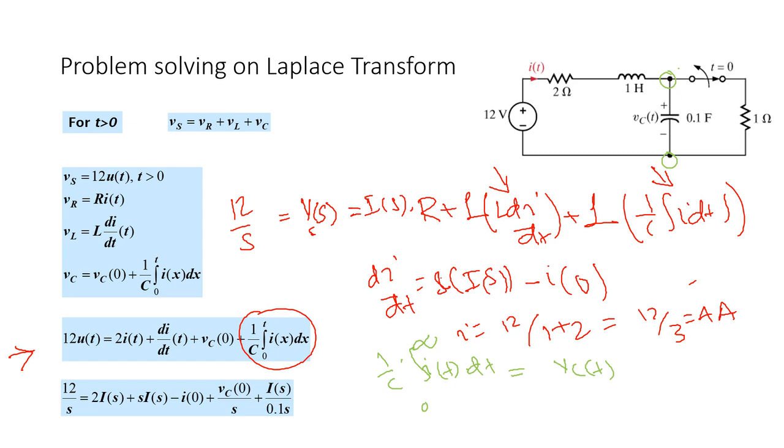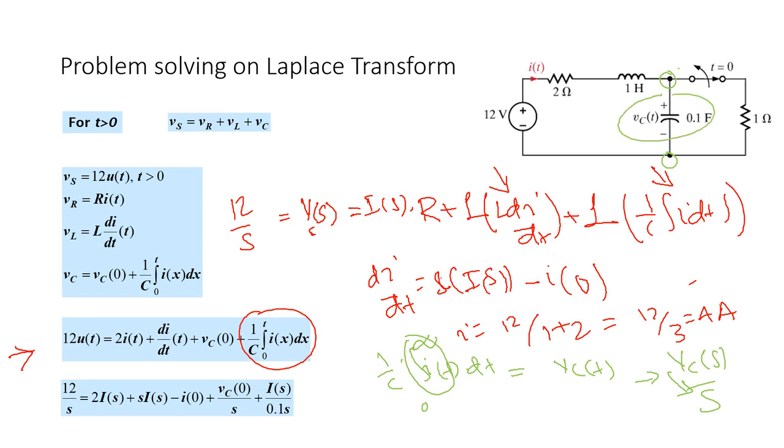So if something is already stored in it, that stored voltage would appear as Vc of s divided by s. So this is how we convert this integral to this Laplace transform format, and after that we will add the residue of this same voltage.